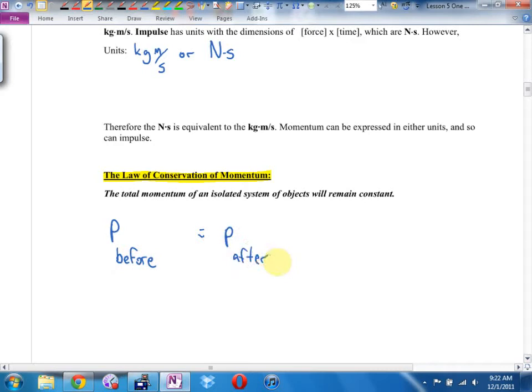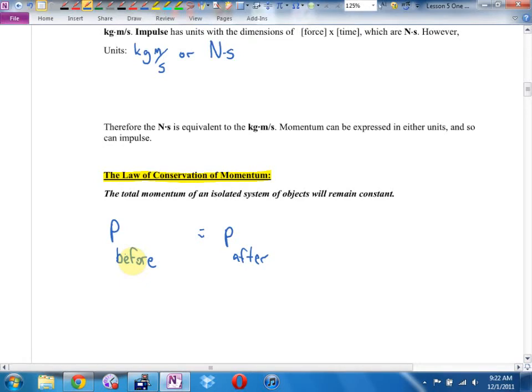Well, not quite. You can write that down. We're going to do a better version over here in just a second. What have we traditionally used in physics as letters to represent before and after? I, yes, and not B.